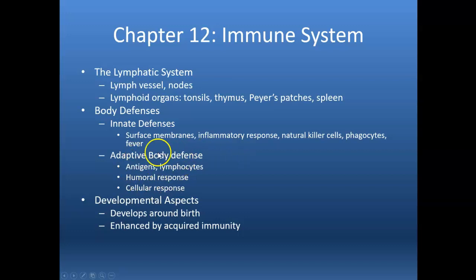Then you get the adaptive body defenses, and those are much more specific. So those are stage 1, stage 2, stage 3 kind of down here. We have more of a response, and the cellular response dictating whether it's antigen-based or not. And then the developmental aspects to be aware of. Most of your immune system begins to develop around birth, and then it is enhanced by acquired immunity as you age and get exposed to stuff. So that's the immune system.